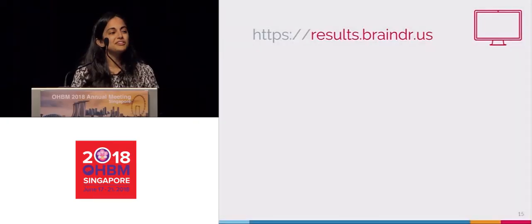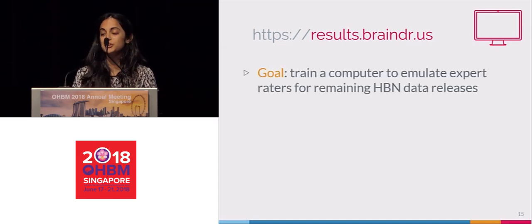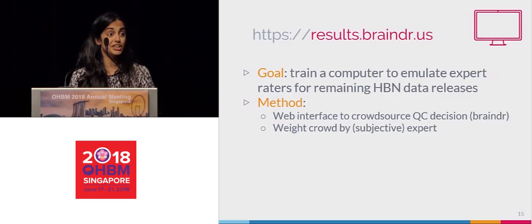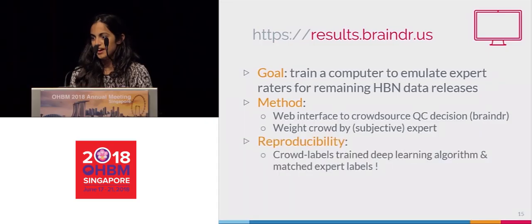If you want to look at the preprint for the results, you can go to results.brainder.us, but I'll summarize it here. The goal was to train a computer to emulate expert raters for the remaining HBN data releases. So Brainder right now has data from the first 2 releases. And the method we used was to build this web interface to crowdsource this QC decision, and then we weighted the crowd by the subjective me, expert. And so this turned out to be very reproducible because the crowd labels were able to train a deep learning algorithm, and this matched the expert labels. So this was very promising. So now we have an algorithm that matches what my opinion would be. We could use it on the remaining HBN data sets.